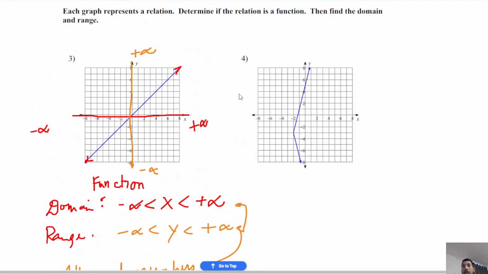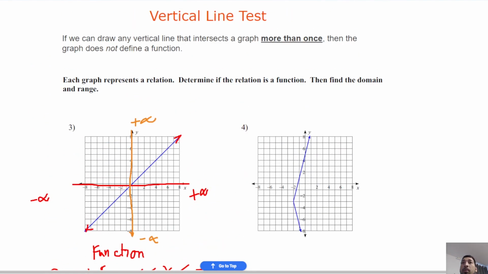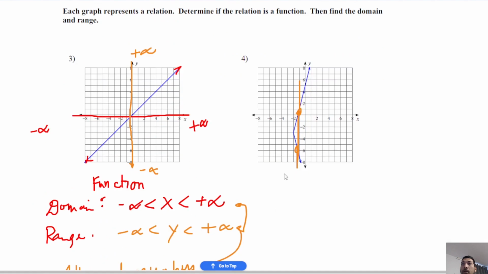Perfect. Now let's look at number 4. For number 4, to determine if the relation is a function or not, we can again try to draw a vertical line. Now if we try to draw a vertical line, we can see that this graph is meeting at 2 points with this vertical line right here. So this one is not a function.